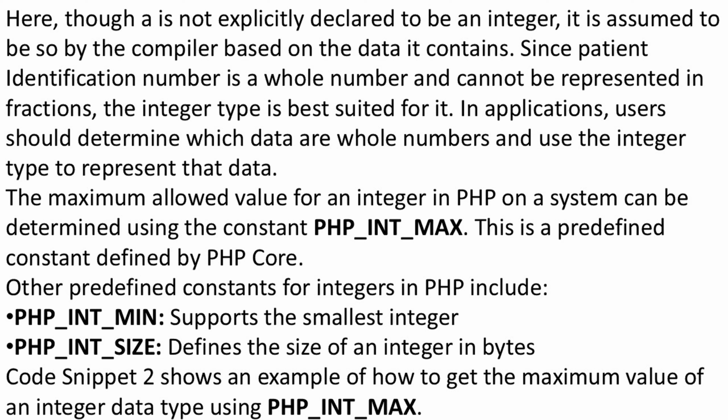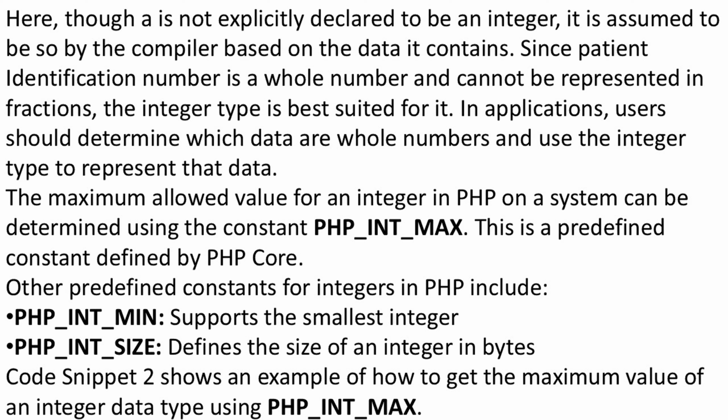Now, every computer system has a limit on how large or small an integer value can be. In PHP, you can check these limits using predefined constants. The most important of these constants is PHP_INT_MAX. This constant tells you the maximum integer value your PHP system can handle. It is predefined by the PHP core, meaning you don't have to create or define it yourself. It's already built in.